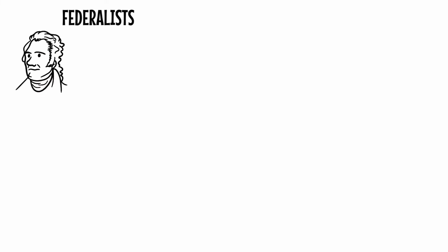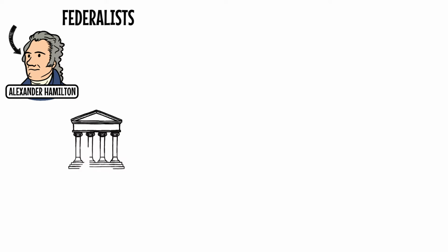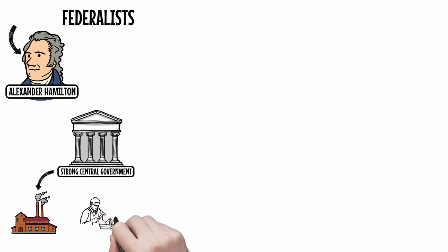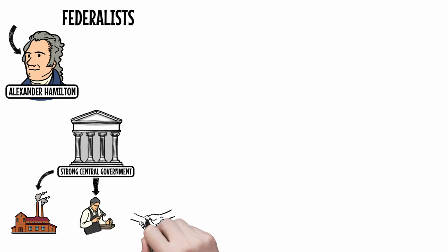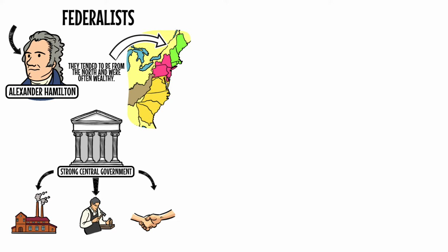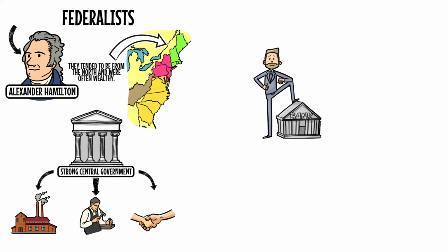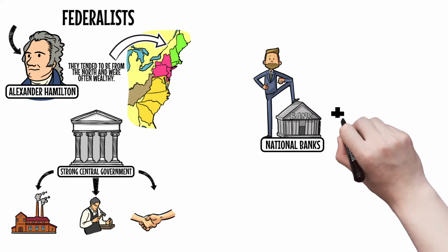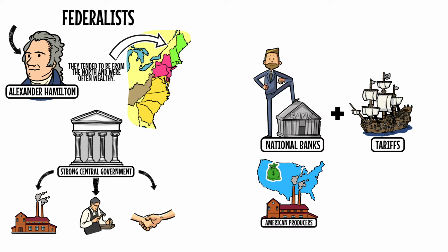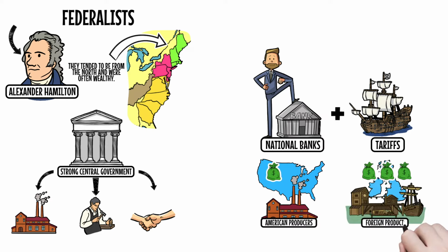The Federalists, led by Alexander Hamilton, wanted a strong central government that would promote the interests of industry, manufacturing, and trade. They tended to be from the North and were often wealthy. Federalists favored the national bank and tariffs. Tariffs made the prices of their goods more competitive with imports and more likely to be bought.